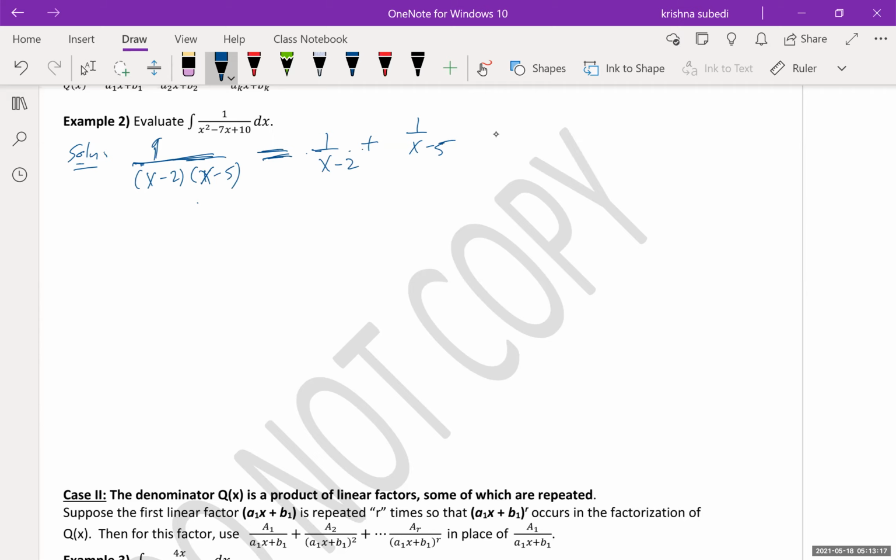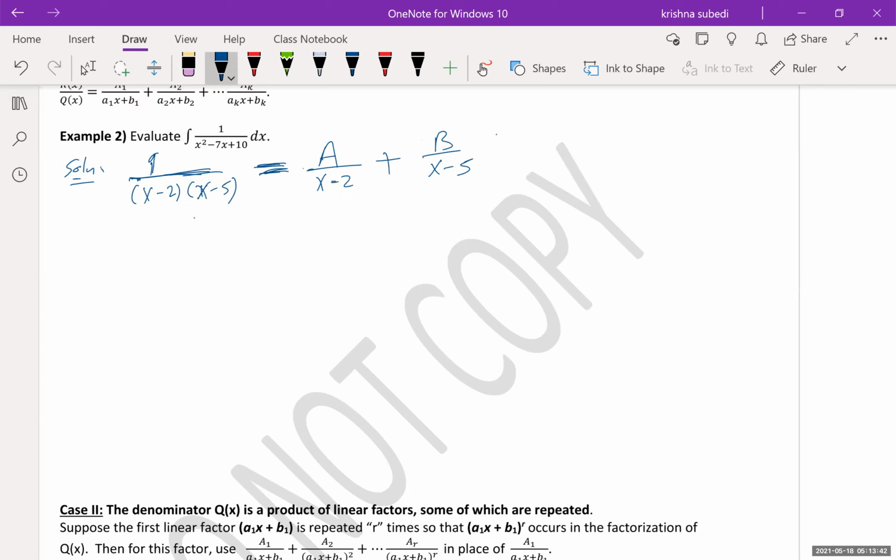How do we figure that out? That's the thing we will be working on now. We don't know, this may not work, the number could be anything. So let us suppose that this number will be a over x minus 2, and another number will be b over x minus 5, and our job is to figure out the value of a and b. And this is case one.